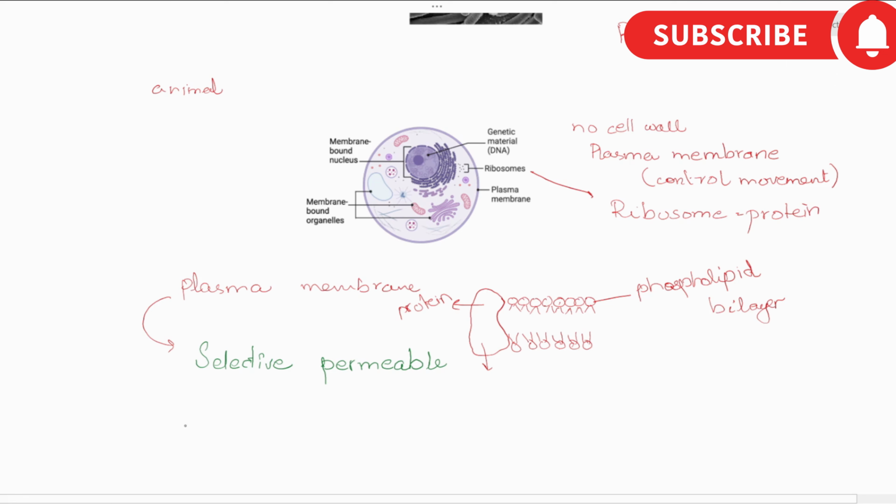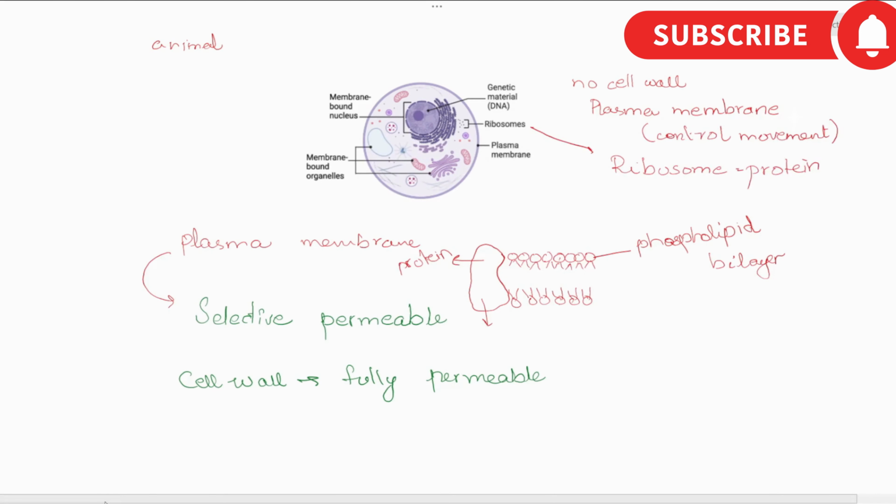Okay. If we talk about the cell wall, it is not selective permeable. It is fully permeable. It allows everything to enter. It is the main gate of your house, allowing everyone to enter. But this plasma membrane is the door of your room. It allows only a few people to enter. Clear? Okay. Let's move to the next part, the cytoplasm.